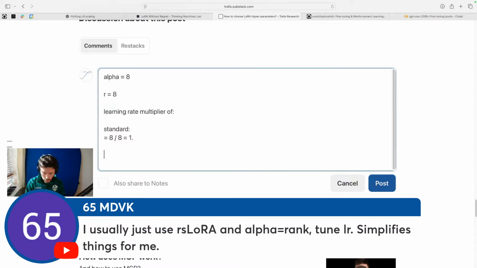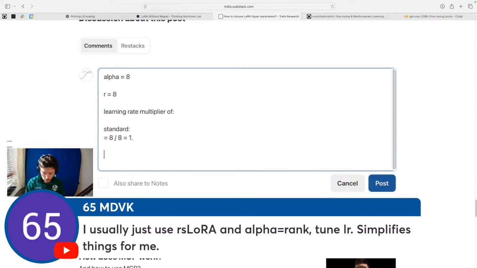Whereas what I would recommend is you should have alpha equals 64, and you still have rank equals 8. In this case, you would have a multiplier of 8. So my training is going to be 8 times faster than yours. And I think I'm justified in training it 8 times faster because we are operating in lower dimensions. So I'm going to need 8 times fewer gradient steps, and 8 times less compute.